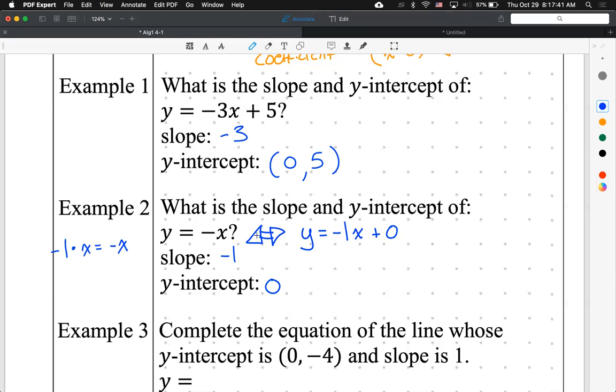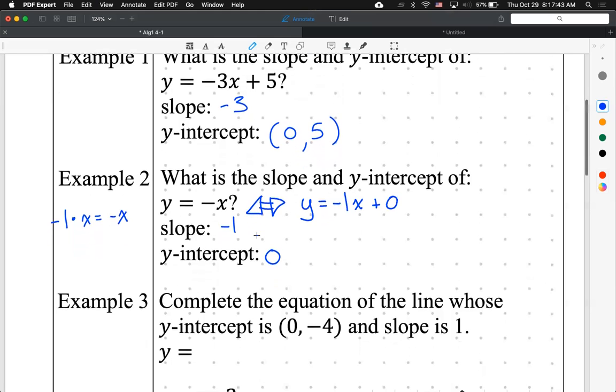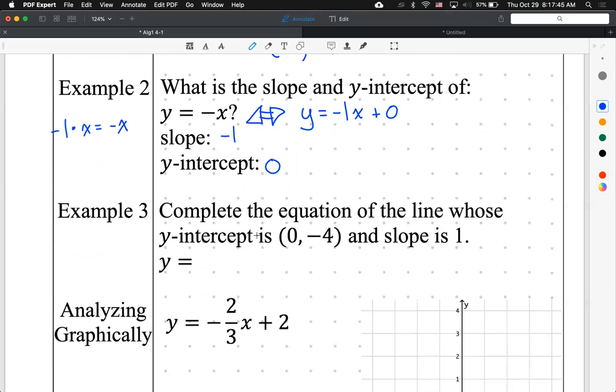All right, slightly harder now. Example number 3. Complete the equation of the line whose y-intercept is (0, -4) and slope is 1. So you are making the equation now. Who can make the equation for us? Who have I not talked to yet? I haven't talked to Diego yet. Diego, you want to try this one?